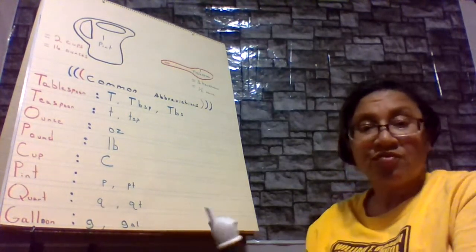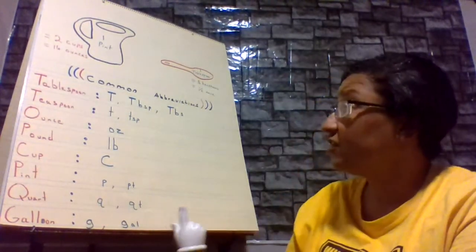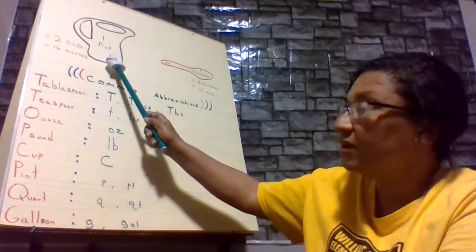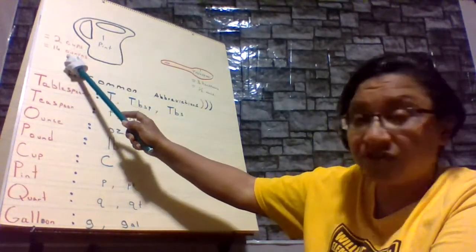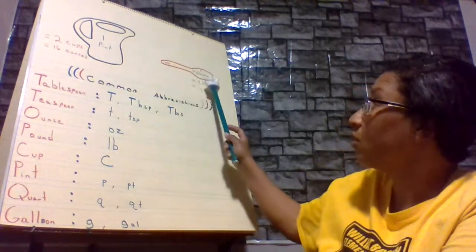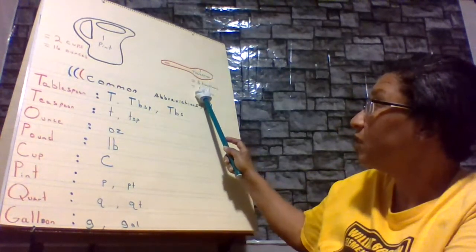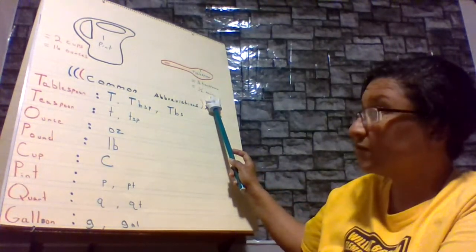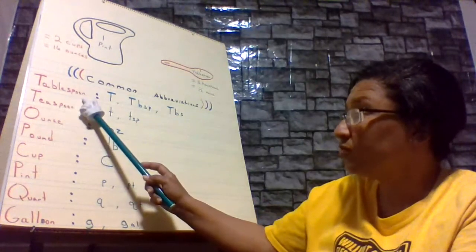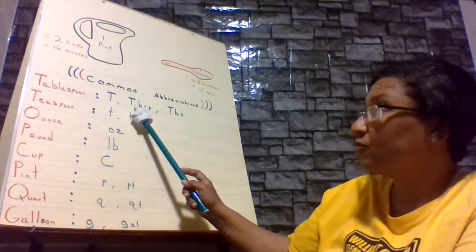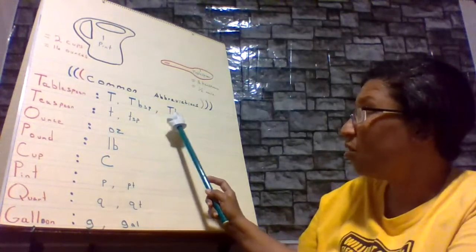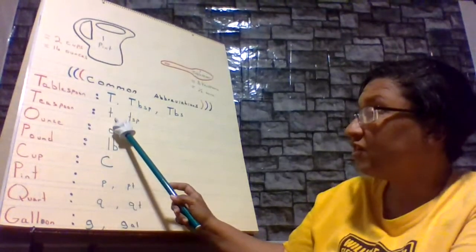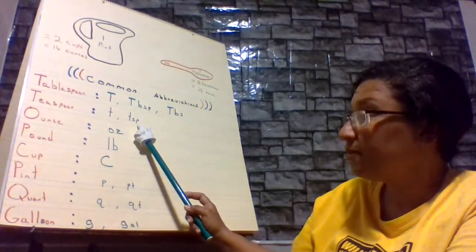So let us review what we've done today so far. Today's lesson is common abbreviations. Just to kick off the assignment, 1 pint equals 2 cups or 16 ounces, or 1 tablespoon equals 3 teaspoons or a half an ounce. Common abbreviations, tablespoon, capital T or capital T, lowercase BSP, or capital T, lowercase bs. Teaspoon, lowercase t or lowercase tsp.